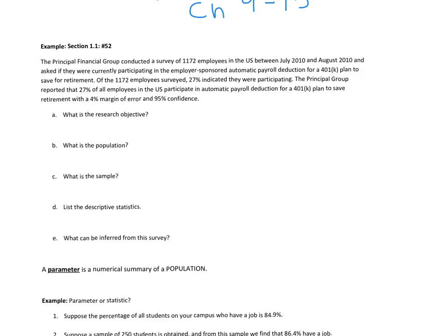Okay, so we read through this question. The private financial group conducted a survey, and they want to know if employees were participating in an employer-sponsored automatic payroll deduction for a 401k plan to save for retirement. Okay, so first off, what is the research objective? It's essentially what I just said. If the U.S. employees between July 2010 and August 2010 were participating in this program.